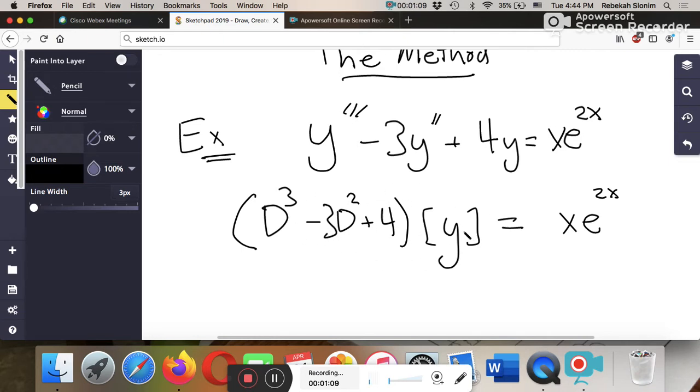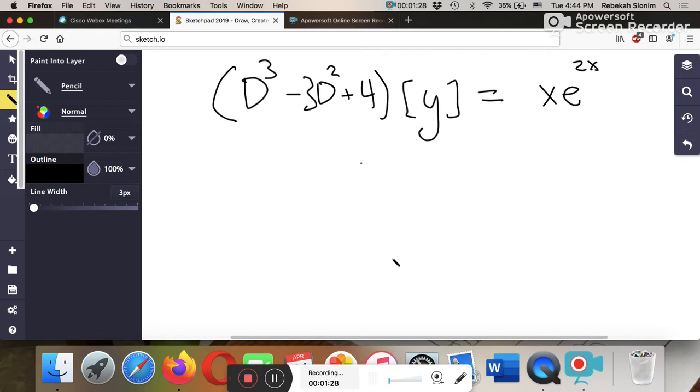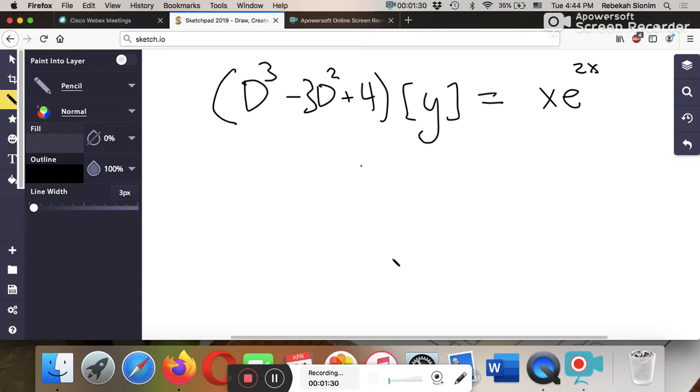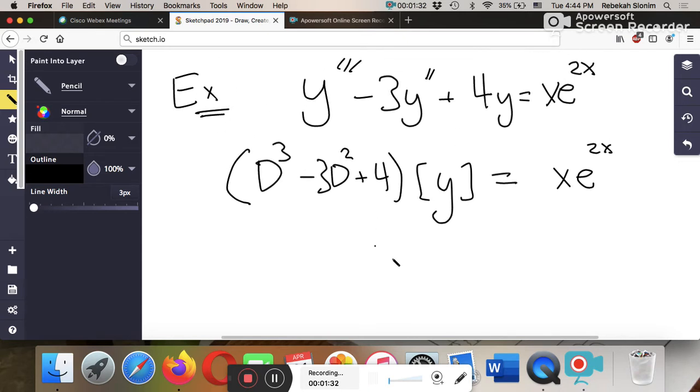When I do that with this particular function y, if it's a solution of this equation, I get x e to the 2x. That's the claim that this equation is making, and I want to find a y that actually solves this equation. Ideally, I'd like to find all of the y that solve this equation. So that's my goal. In order to do that, I'm going to use a certain fact, and I'm going to use what's called an annihilator.